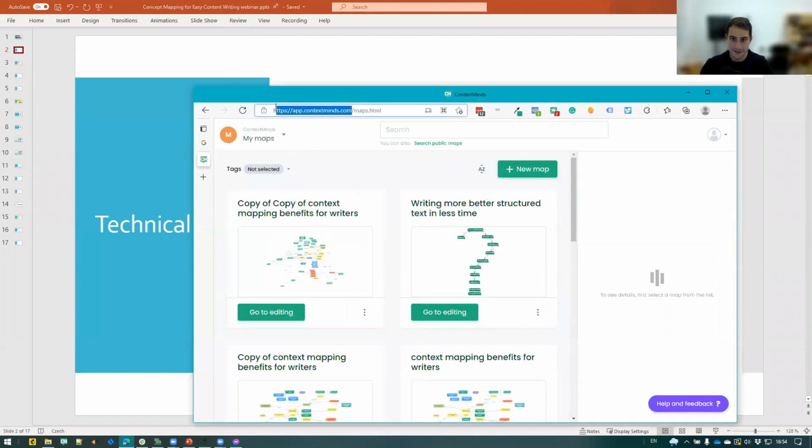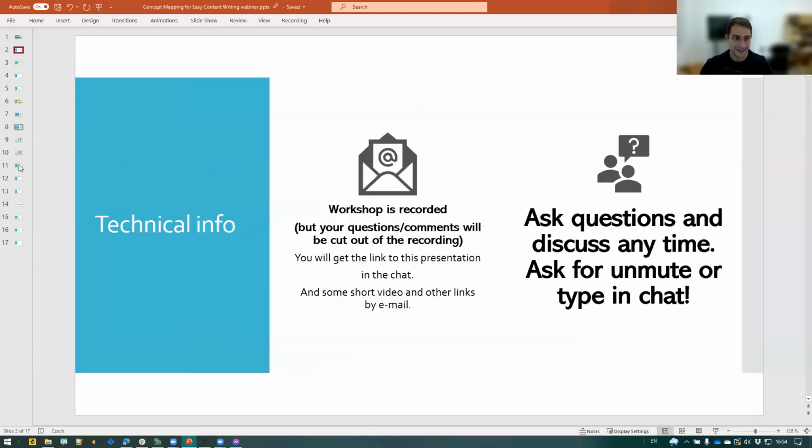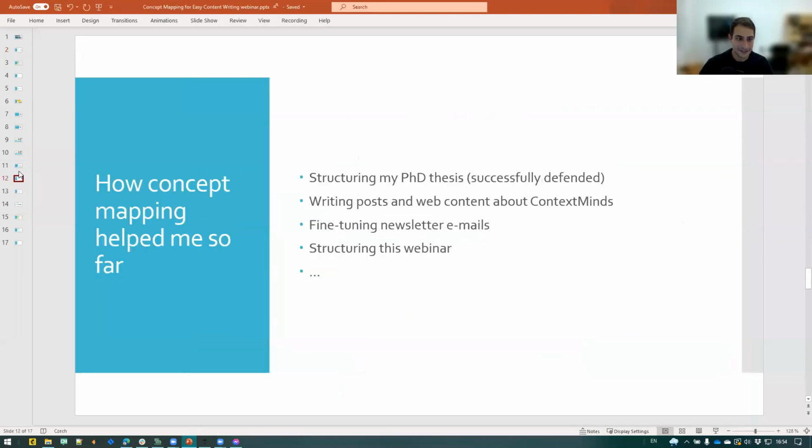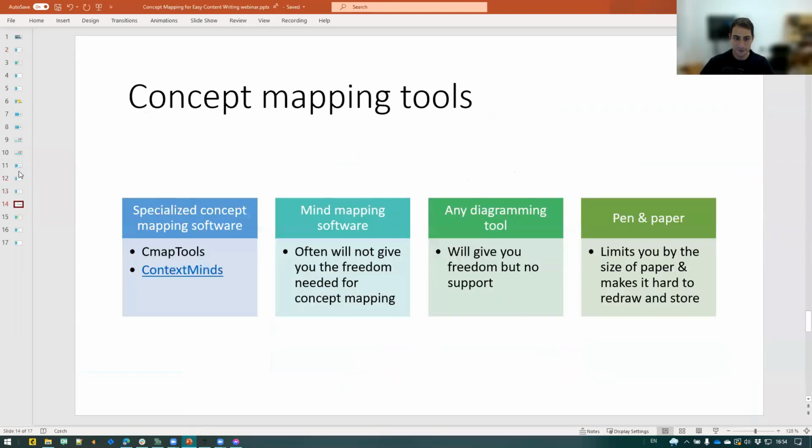By the way, I'm using this Context Minds app, which brings me to this thing I should say before we start. Of course, to create a concept map, you can just use pen and paper, like with mind maps, but it can limit you. The size of the paper can limit you, and you have to just throw away the paper and start from the beginning if you need to redo the map.